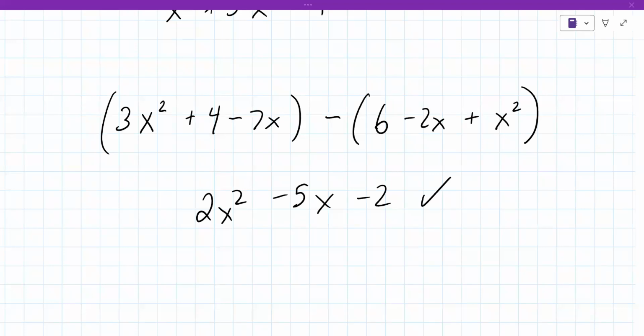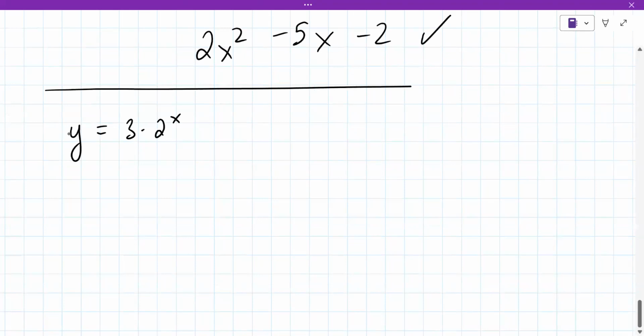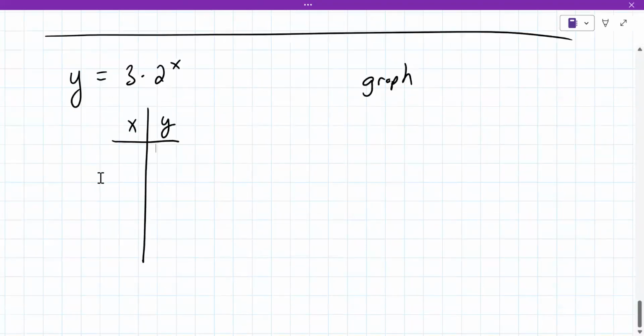Let's talk about this first function here. I'm sorry, equation. Y equals 3 times 2 to the x, and it says to graph. What I'm not seeing is a table. Maybe you just did it by hand without the table, but I'd really like to see some values in here, x and y, and we can start with nice values. We can start with like 0, maybe 1 and 2.